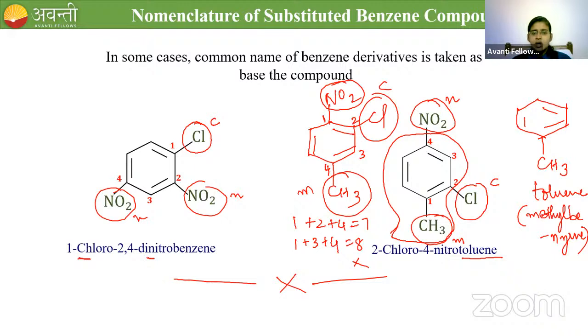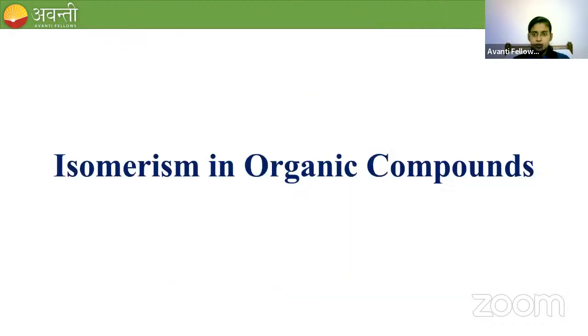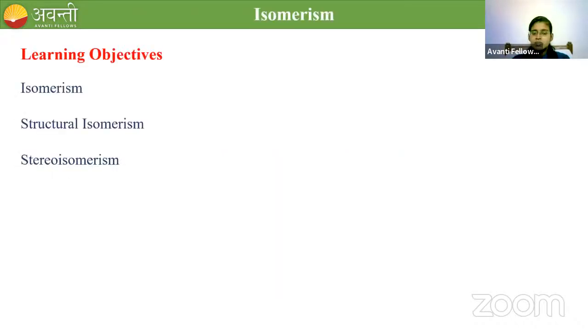Do you guys have any other doubts from the nomenclature of substituted benzene compounds or from the nomenclature which we have discussed yesterday and before that? Everything is clear? All right. So now the next topic is isomerism in organic compounds. The learning objectives under this topic are the definition of isomerism and the two types of isomerism, which are structural and stereoisomerism.